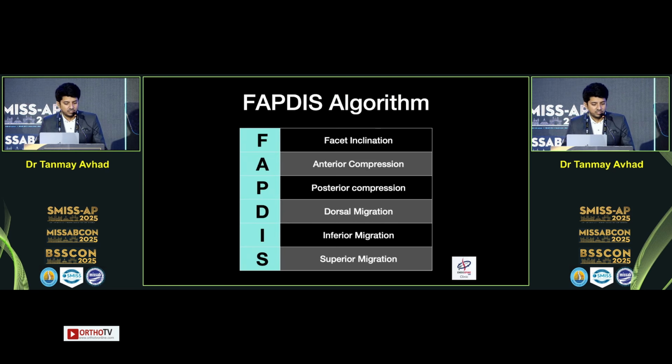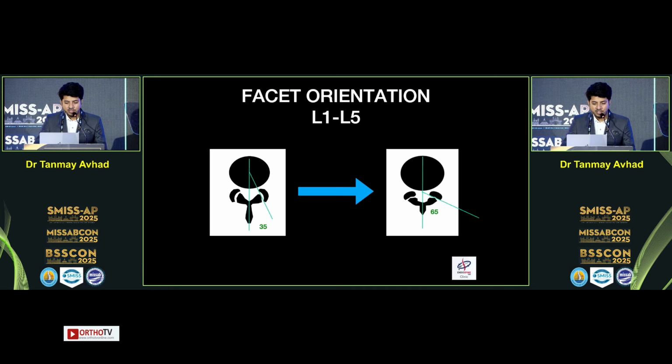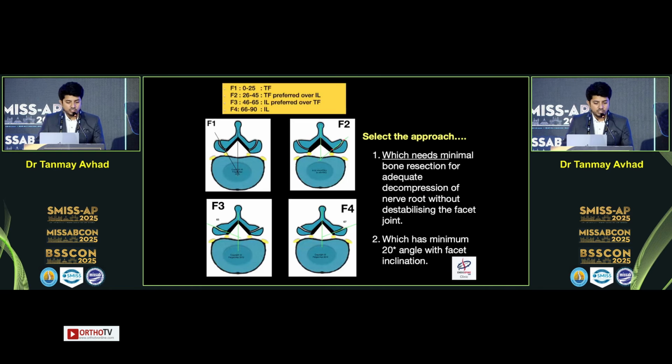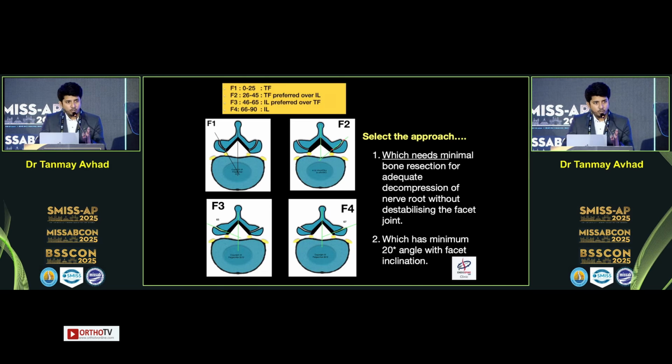This is the algorithm, which we call FAB disc: facet inclination, anterior compression, posterior compression, dorsal migration, inferior and superior migration. So let's talk about facet orientation, which is F. We have divided the orientation into 4 parts, F1 to F4, based on sagittal to coronal orientation. Depending upon how it is oriented, the approach would be decided.